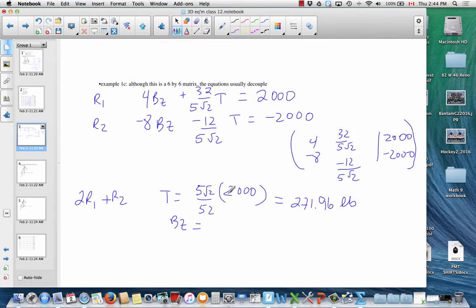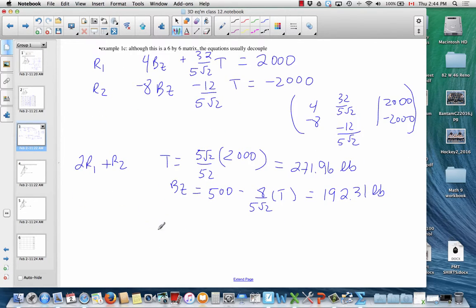Bz can then be found. It's going to be taking this equation, dividing by 4, it's 500. And then dividing by 4, from the 32, that'll just be 8 over 5 root 2 times this value of tension. And computing that, solving it, it's 192.31 pounds.